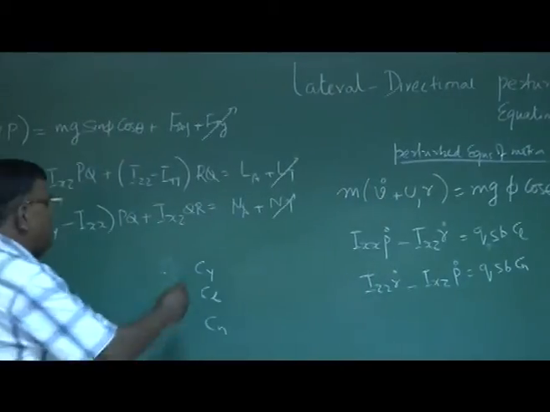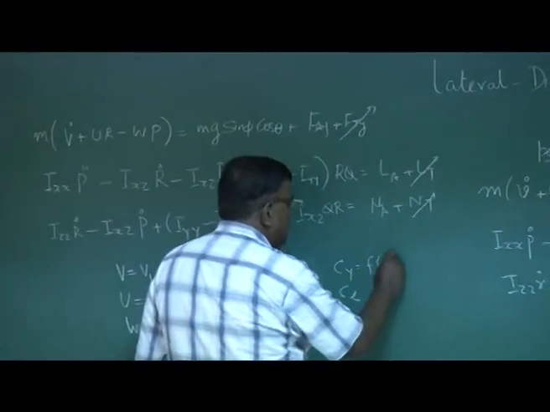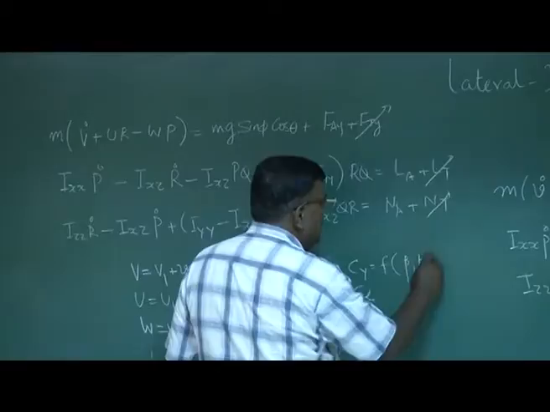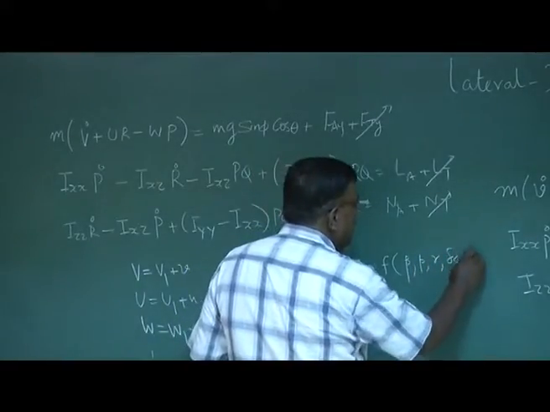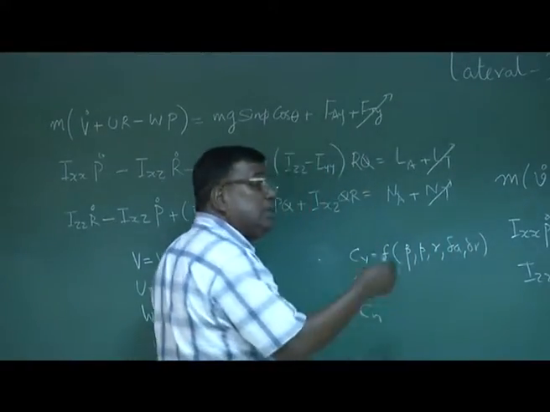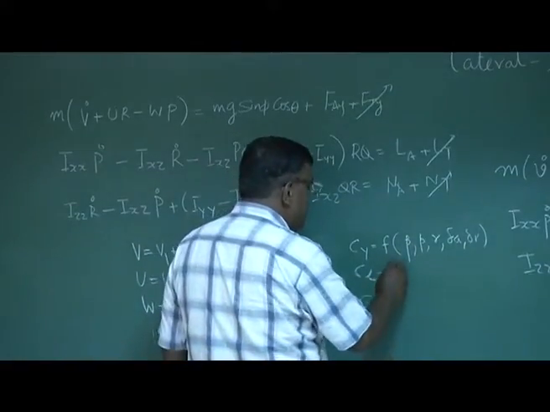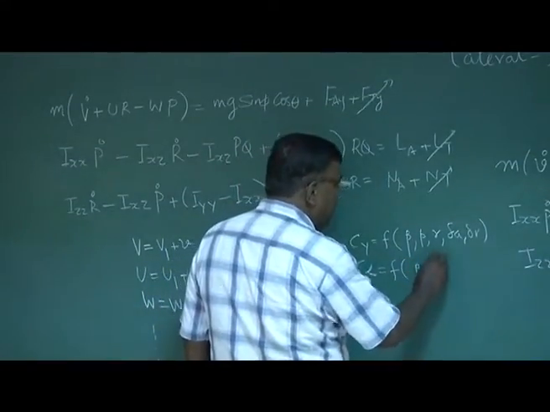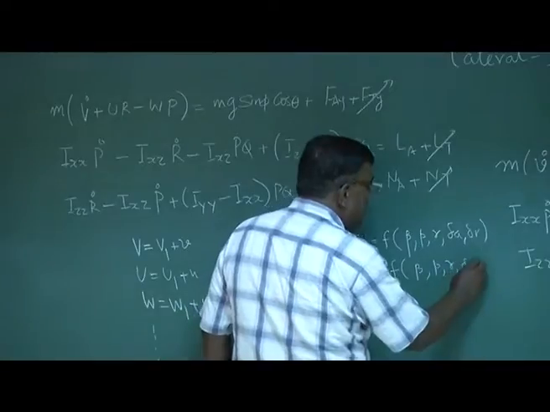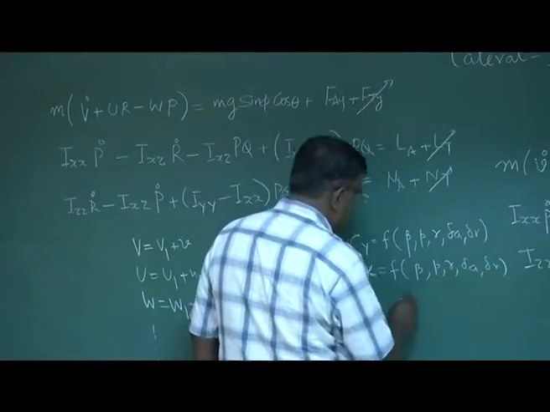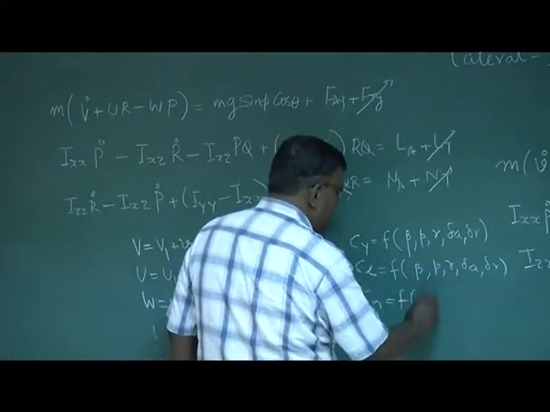So Cy will be a function of beta, P, R, delta A and delta R, at minimum. There are other functionalities for a complicated airplane, but for a normal airplane, I can write it like this. And I'll explain to you how this assumption is okay.